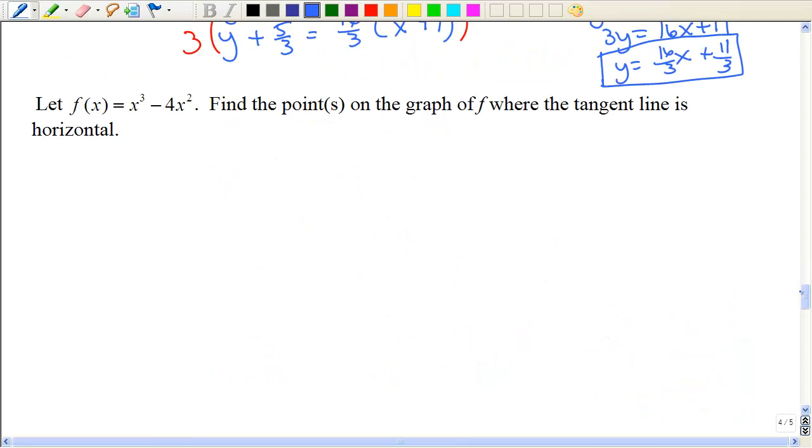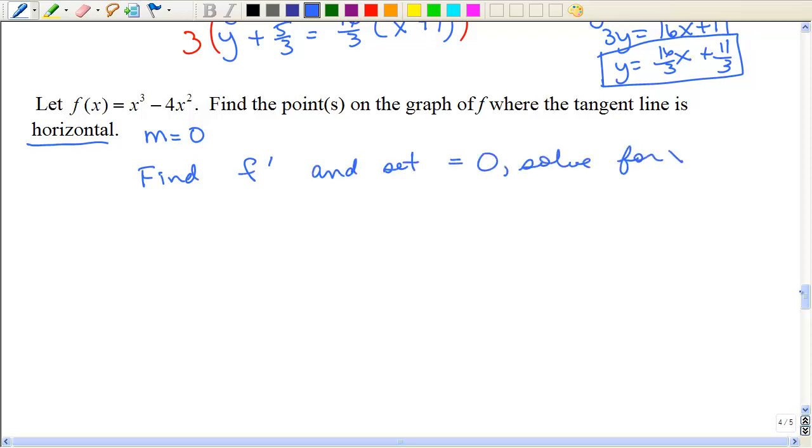All right, then you'll have a problem that asks us to find the points on the graph where the tangent line is horizontal. Well, when the tangent line is horizontal, that means the slope is 0. So another way of writing this problem would be to find the derivative and set equal to 0, solve for x. Believe it or not, that's what it says. Okay, so we want the tangent line to be 0, so we want the slope to be 0.